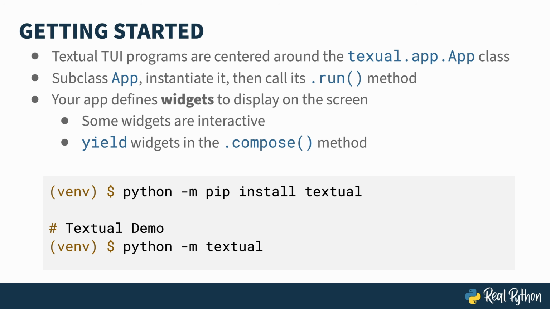I won't show it here, but if you want to see what Textual is capable of, you can execute the Textual module using python -m once you've got Textual installed. Running -m textual starts a demo application that shows off the different widgets and features. Let me go open an editor and show you a Textual Hello World application.